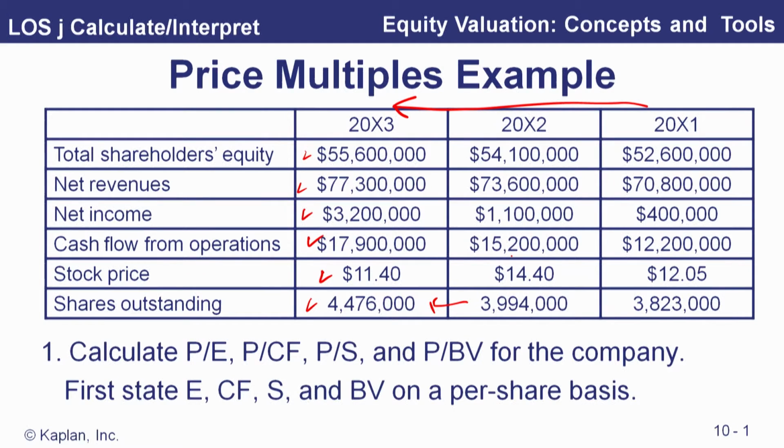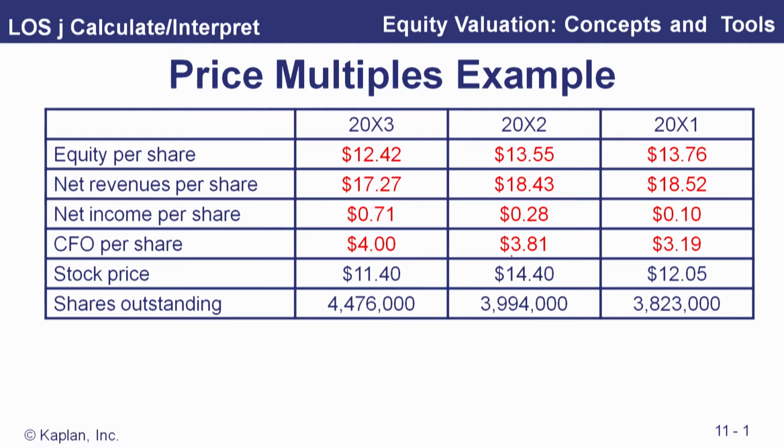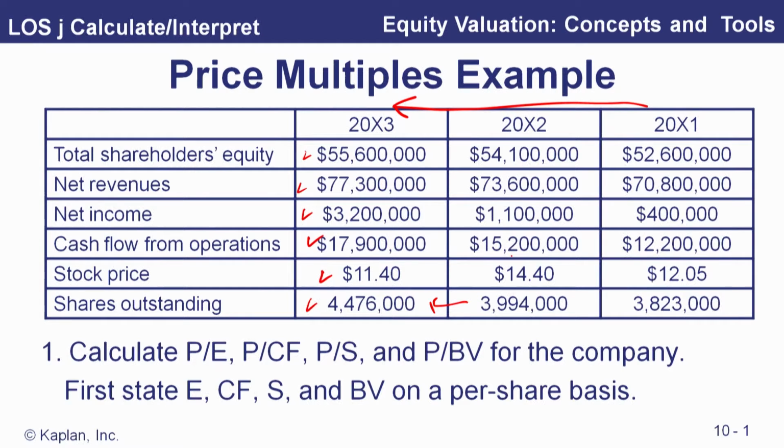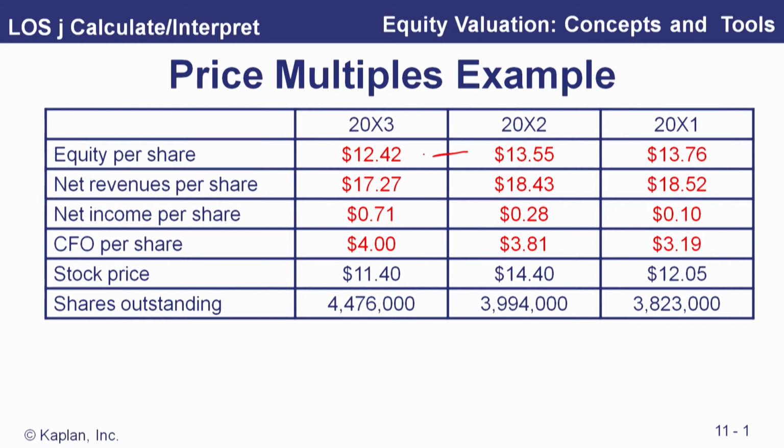So first, we've got to state earnings, cash flow, sales, and book value on a per share basis. There we've got it on a per share basis. Our equity per share is going down because of the share growth, right? If we go back, total shareholders' equity was increasing, maybe slowly, but increasing. But the share count is also increasing. So when we put everything on a per share basis, we see a little bit of decline here, a little bit of decline here. Net income per share has gone way up. Operating cash flow per share is marginally up, and the stock price is down.